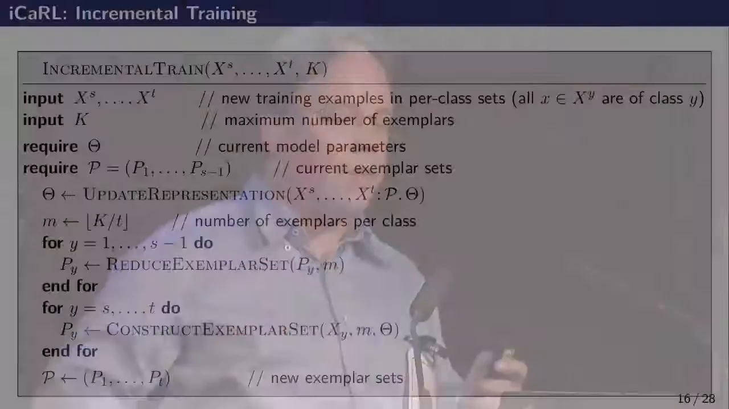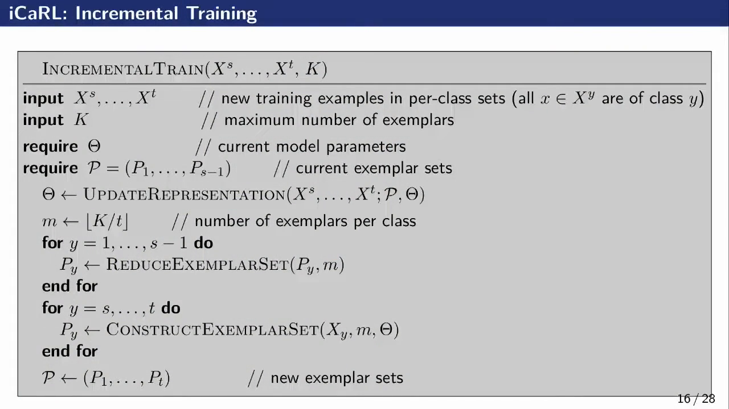So, as I said, first you will have to update your representation, so that's a step I'm going to talk about next. And then you will have to change the exemplars that you have, because if you see additional classes, then of course you also have to store exemplars for the additional classes. But if you're smart about it, your storage will already be completely full with exemplars. You don't want to waste space.